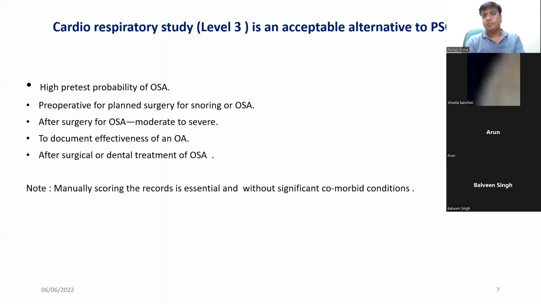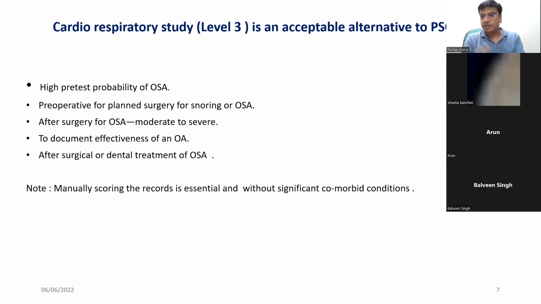If surgery is planned for snoring or OSA, then we can look for a level 3 attended study. We can do this study after surgery for OSA. We can see the effectiveness of oral appliances, then we can do the level 3 study. Or after surgical or dental treatment of OSA, we can look for a cardiorespiratory study, but attended.